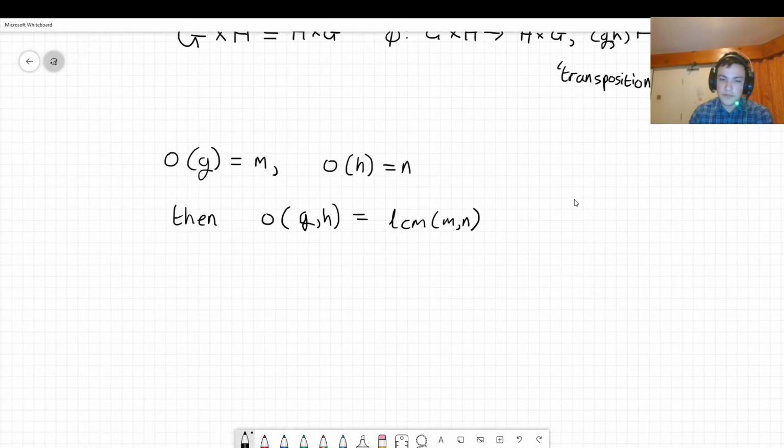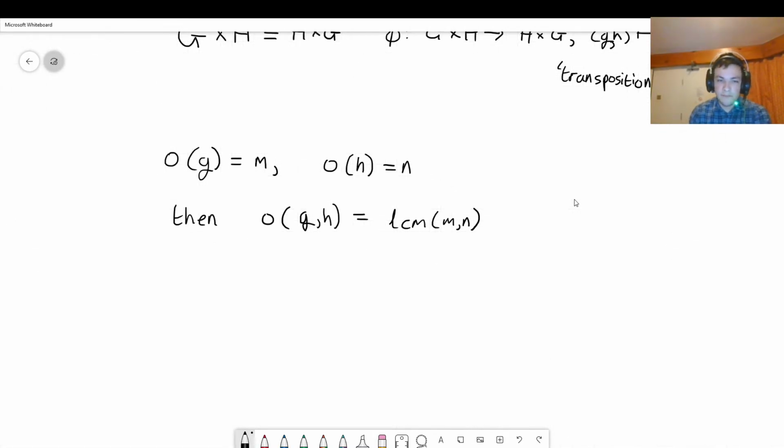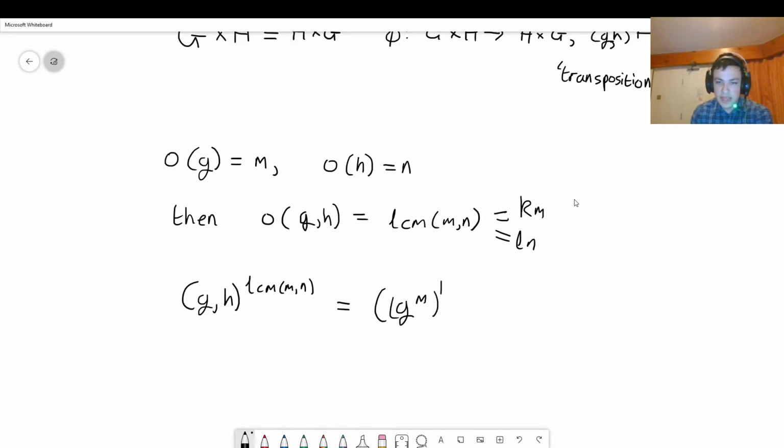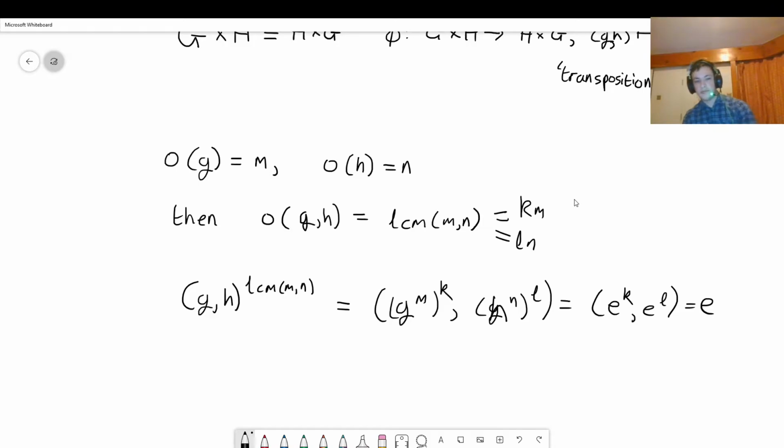Okay, so clearly (gh)^LCM(m,n), which we'll say is equal to km and also equal to ln for integers k and l, is equal to (g^m)^l times (h^n)^k, but that's just e^k e^l, which is just the identity. Okay, so that's good.